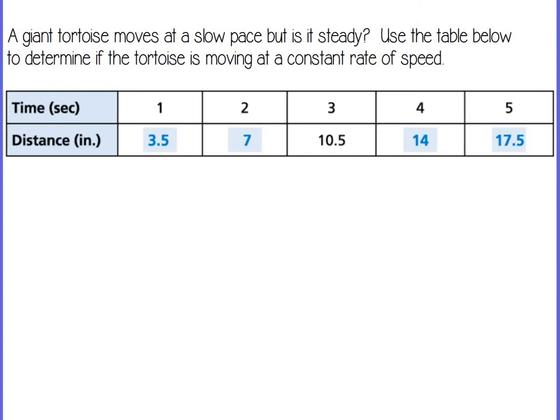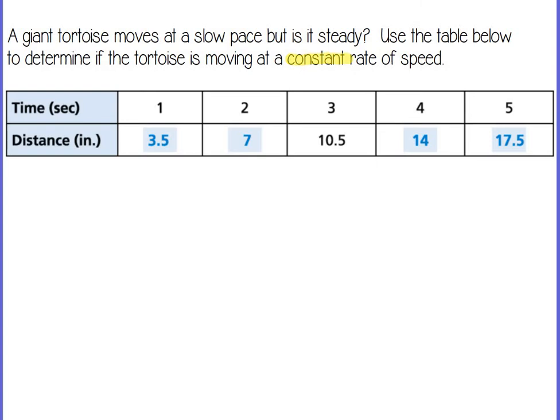a table. So we know that giant tortoises and turtles in general, we like to say, move at a very slow pace. But we want to know, is that pace slow and steady? Steady meaning constant. Okay, so use the table below to determine if that is a constant rate of speed. So constant meaning that it's the same throughout. So whether I go for 2 seconds or 1 second, is that distance that I'm covering equivalent? All right, so let's take a look at how we're going to do that.